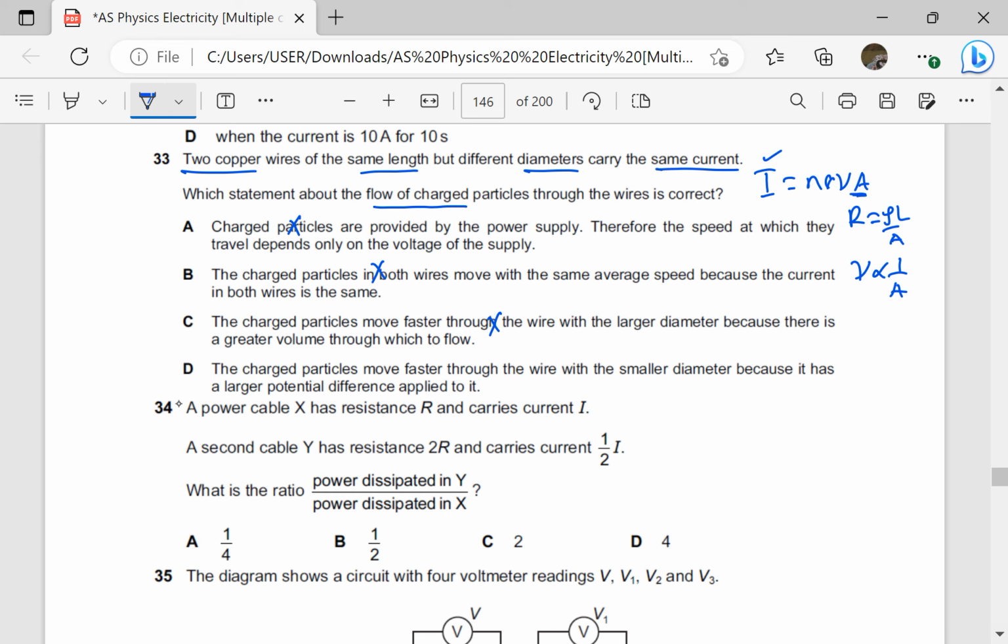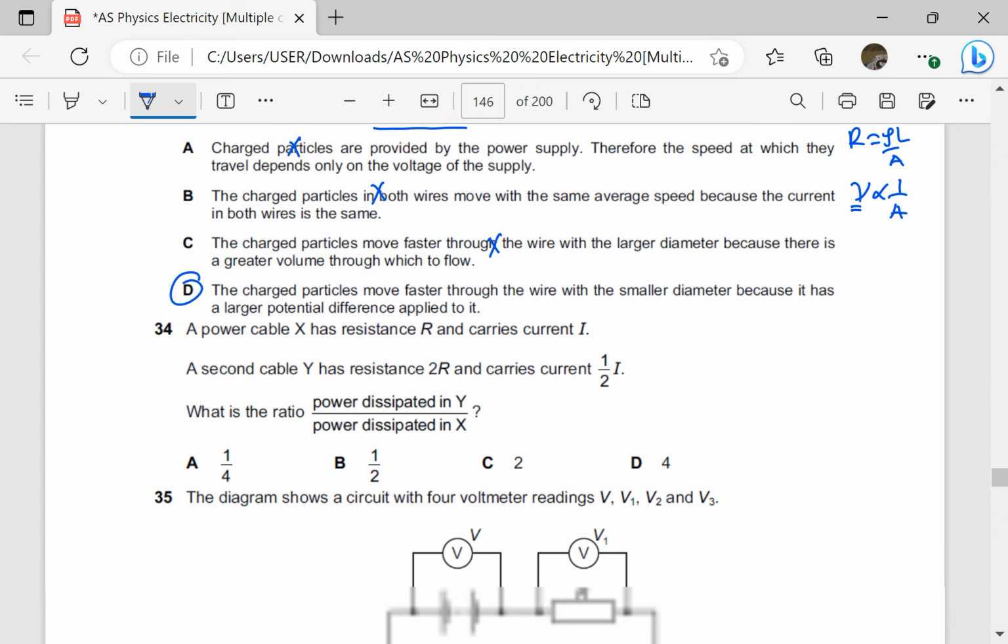The charged particles move faster through a wire with a smaller diameter because it has a larger potential difference applied to it. So the wire with a smaller diameter, of course, has a higher resistance. Therefore, the PD is higher. So the answer is going to be D. Even you can see drift velocity is inversely proportional to cross-sectional area. Smaller area means a higher drift velocity.